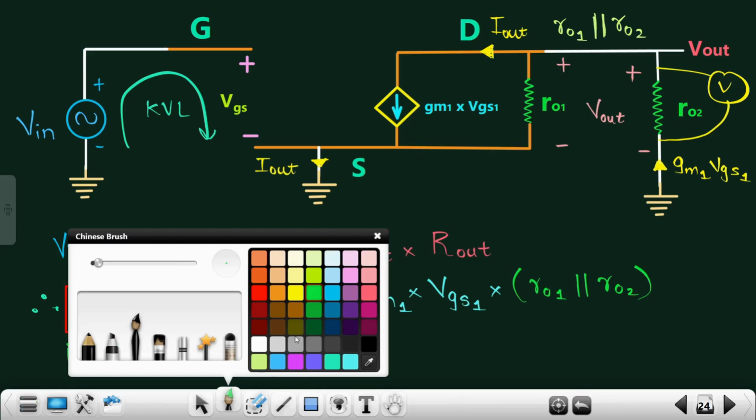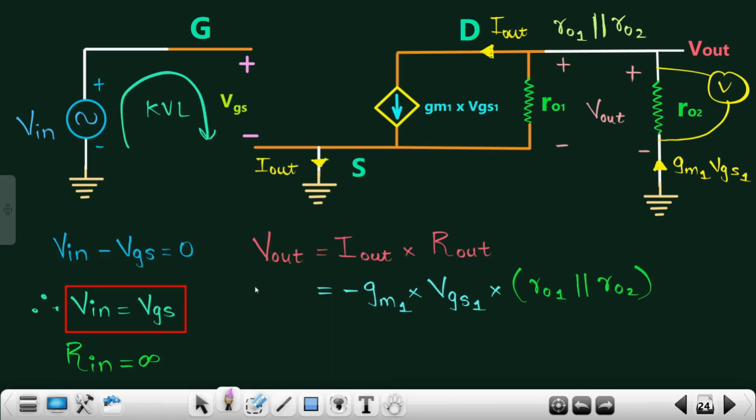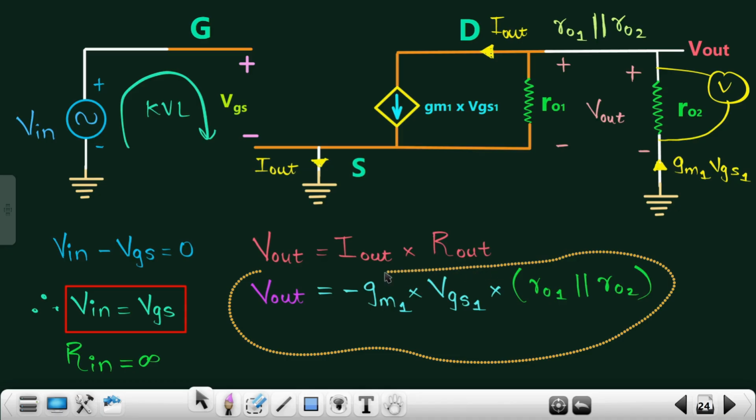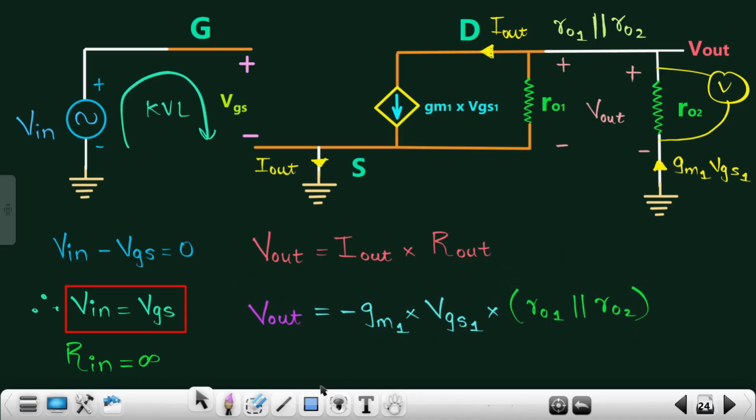So this will be my V out. Let me highlight this particular point as well. This will be my V out. Let me move it down and highlight it with some red color. Yeah, so this looks great, this looks fine.